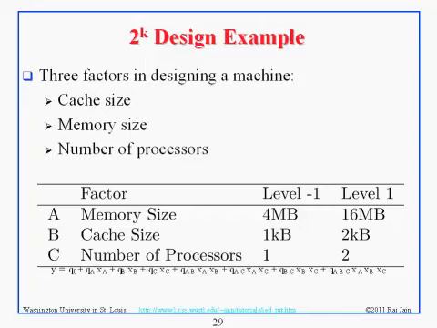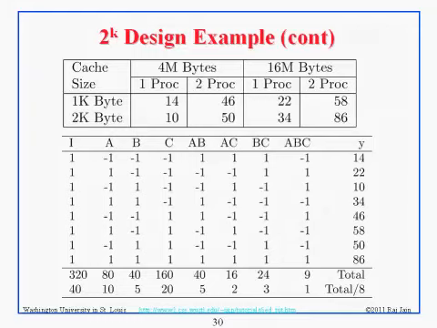It would be q0 plus qA xA plus qB xB plus qC xC plus qAB xA xB plus qAC xA xC plus qBC xB xC plus qABC xA xB xC. Lots of parameters there, okay. How do you analyze this? Basically, you need to prepare 8 rows. When you have 2^3 design, you have 8 experiments.